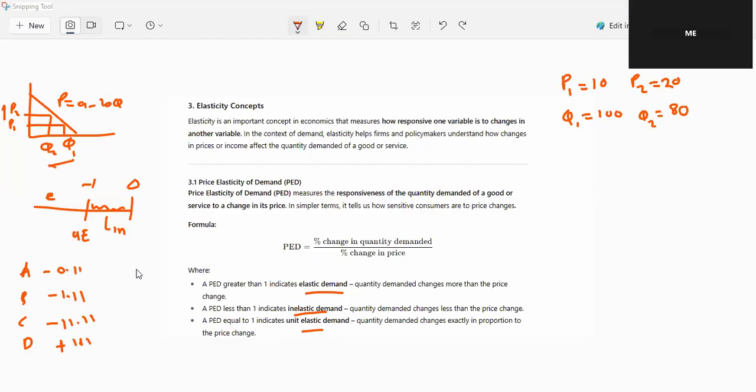A is elastic, because yes, it's elastic for me. No, it's inelastic. A is inelastic. Oh, it's less than one. Sorry, it's less than one, so it's elastic. How about B? Inelastic.